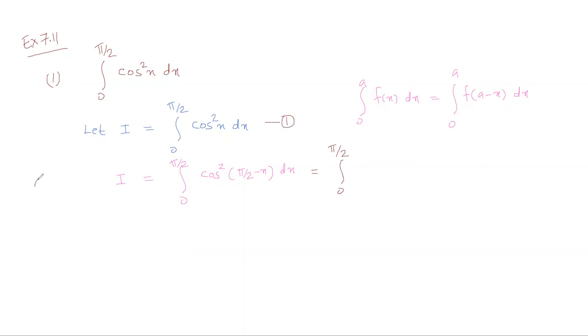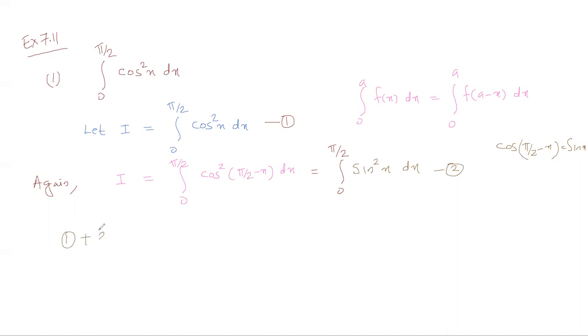Again, I is equal to integral 0 to pi by 2, you know cos of pi by 2 minus x is equal to sin x. So it is sin square x dx. Cos of pi by 2 minus x is sin x, so the square is sin square x dx. You can call this as 2.